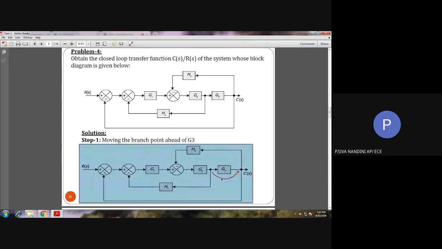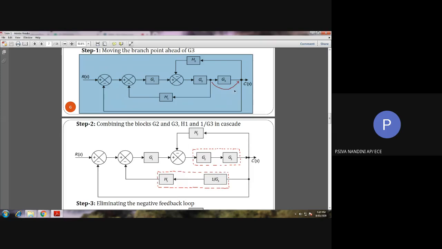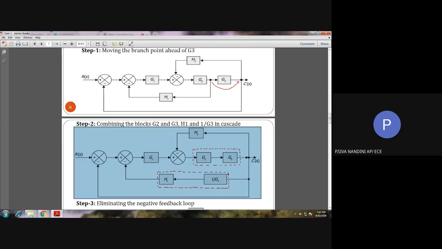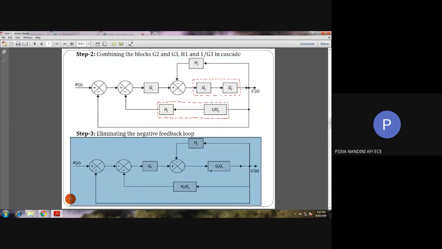So here in this problem, first of all we have moved this branch point after the block G3. So for moving the branch point after a block, we have to include that block. That is, 1 by that block is included in the branch point path as shown in step 2. And while doing so, we'll be obtaining two blocks in cascade. See here in step 2, we are having G2, G3 in cascade and H1 and 1 by G3 in cascade. So while combining the cascaded blocks, we'll be obtaining the block diagram as shown in step number 3.